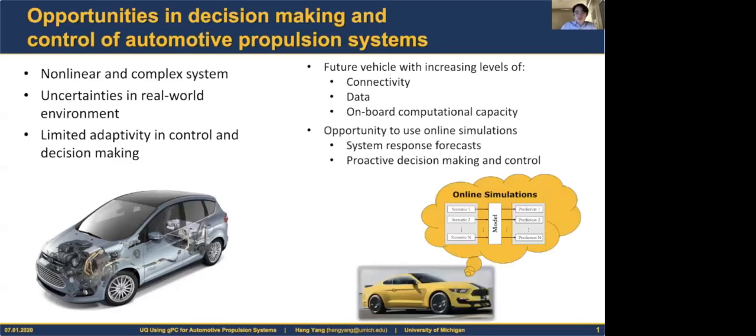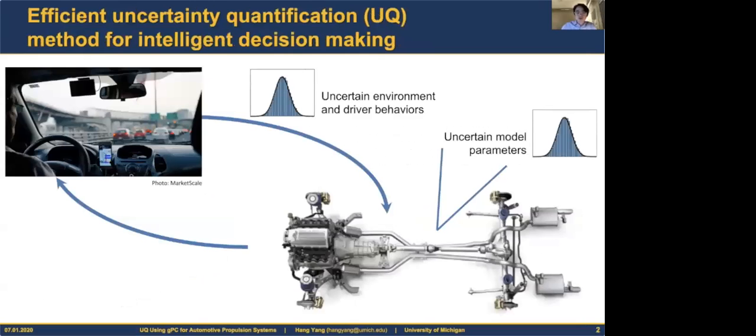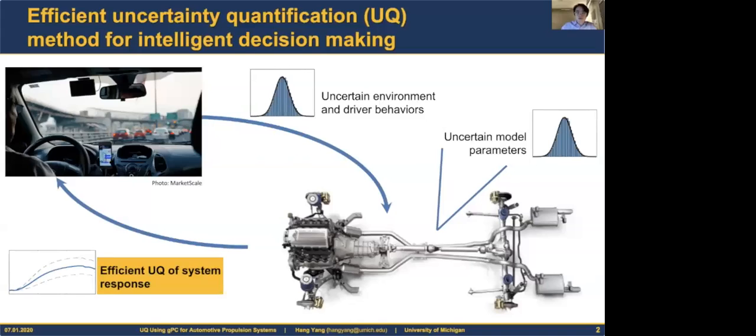With the increasing level of connectivity, data, and onboard computational capacity in future vehicles, there's a great opportunity to develop online simulations that can forecast system behavior under uncertainty and enable proactive control and decision-making. In order to achieve useful online simulations, one needs to account for multiple sources of uncertainty. With all these uncertainties, the simulation essentially becomes a stochastic one, the evaluation of which can be too expensive for online applications. Therefore, an efficient uncertainty quantification, or UQ method, is required to enable such online simulations.